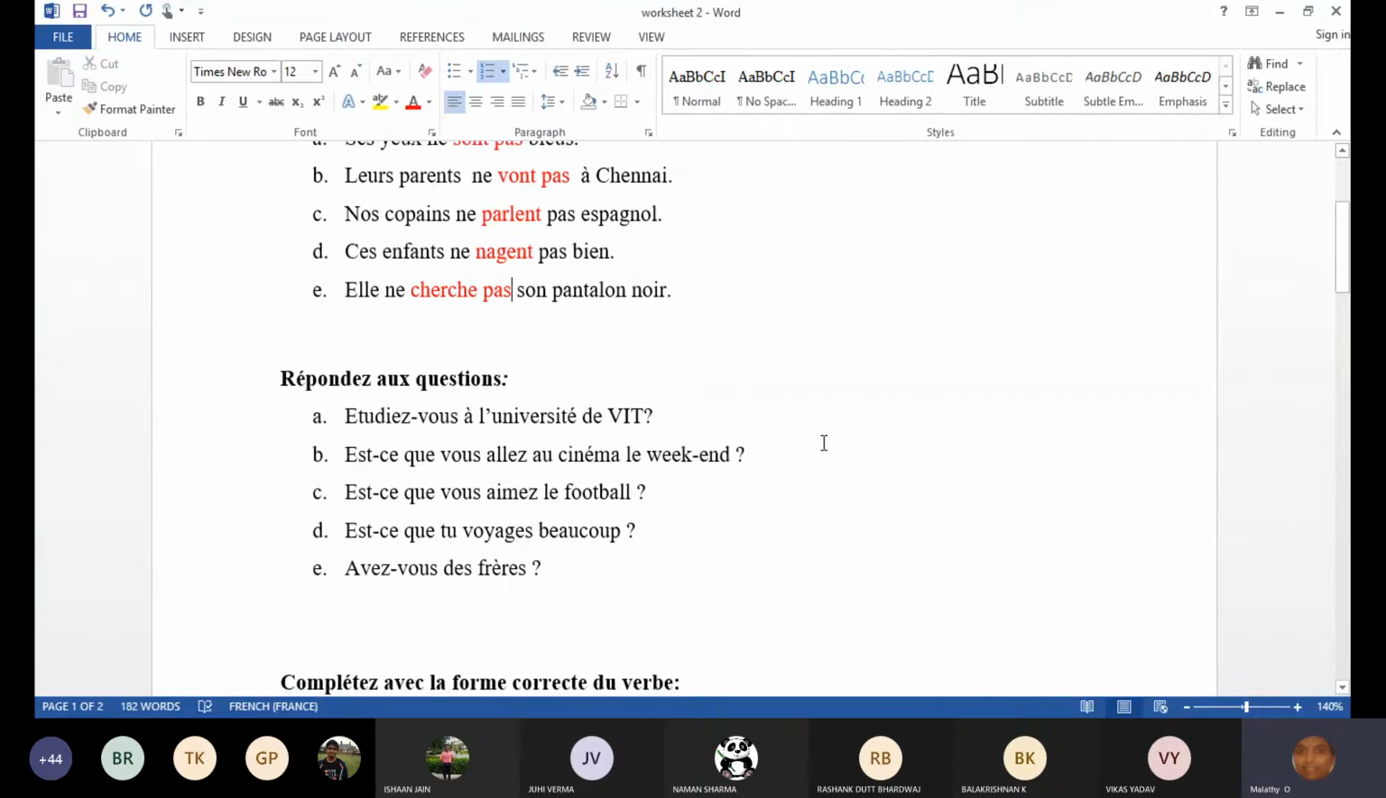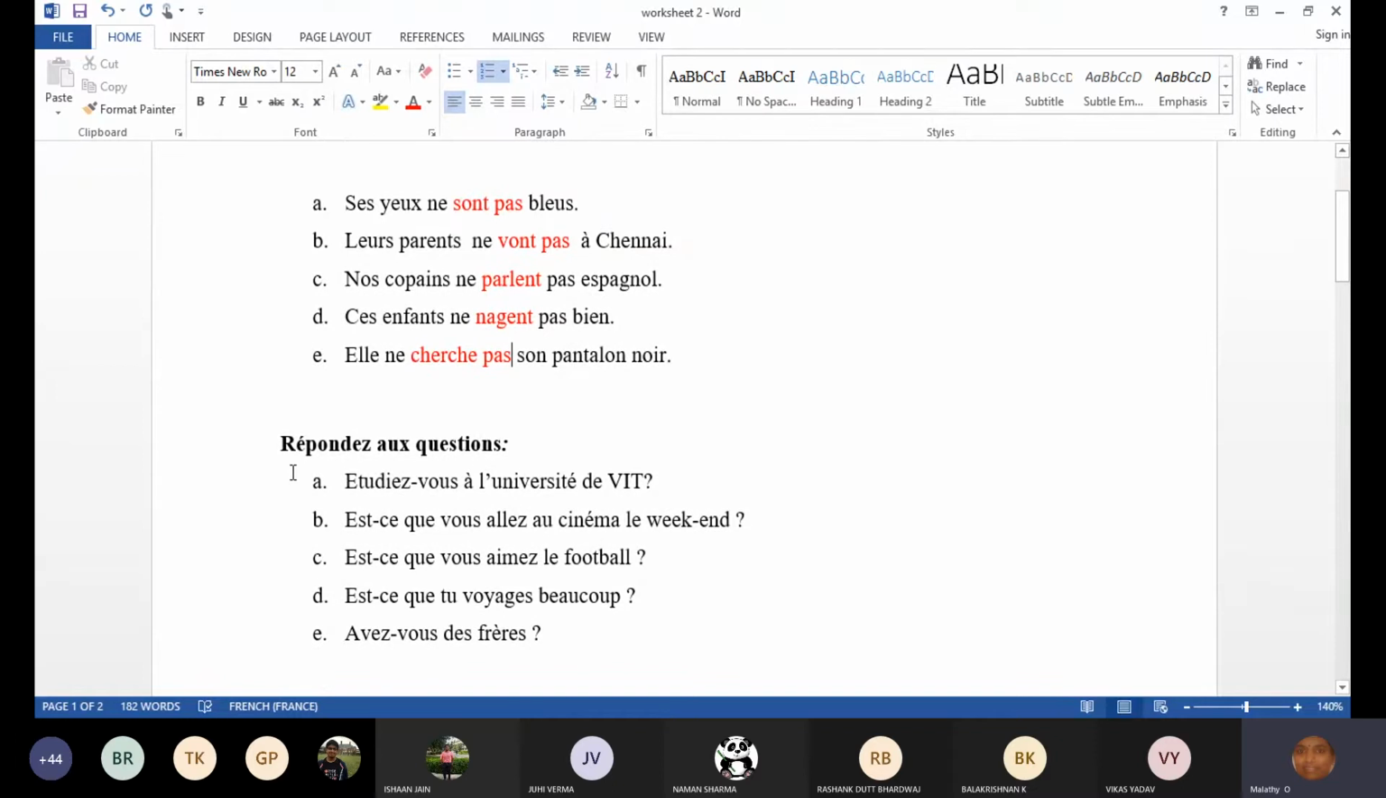Okay, let's proceed with the next one. It says, "Répondez aux questions." Répondez means respond. It comes from the verb répondre, which means to answer, to reply.